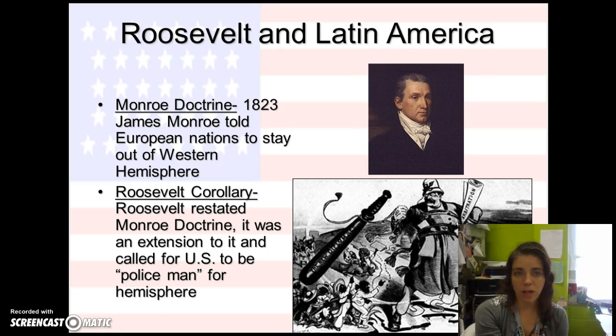Back in 1823, President James Monroe had the Monroe Doctrine, and he told European nations, this is a doctrine that he wrote out, stay out of the Western Hemisphere. America is going to take care of the Western Hemisphere. And so this is what Roosevelt takes from 1823 and he kind of makes it his own. We call it the Roosevelt Corollary to the Monroe Doctrine. Basically, he's just stating this doctrine that James Monroe had already written. And basically, it calls for the U.S. to be a policeman for the Western Hemisphere.